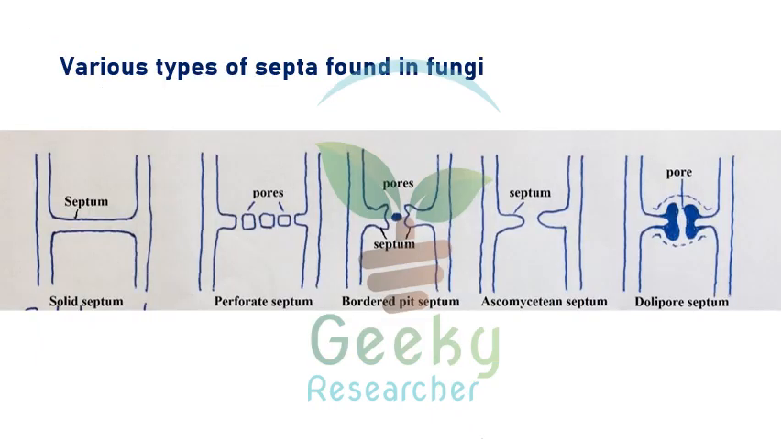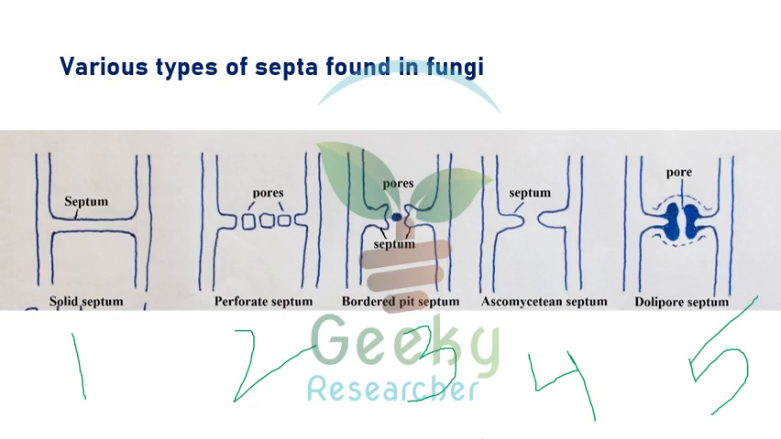So the next one is the various types of septa found in fungi. We will see the 5 kinds of septa here: solid septa, perforated septum or bordered pit type of septum, ascomycetous septum, and the last one is dolipore septum.